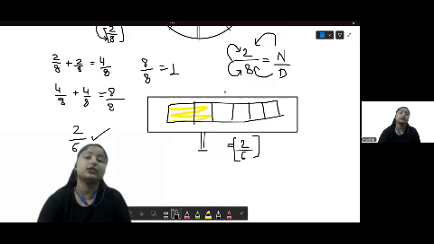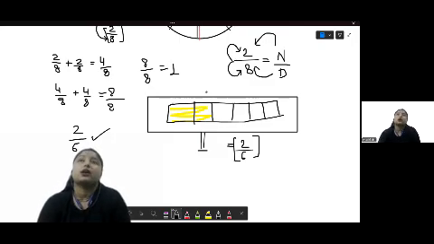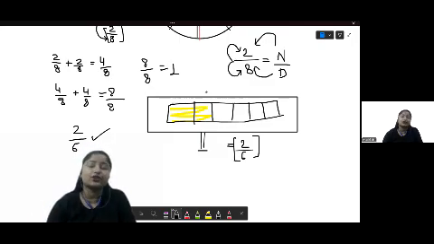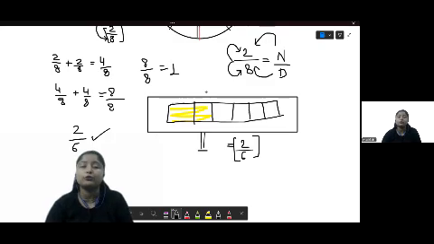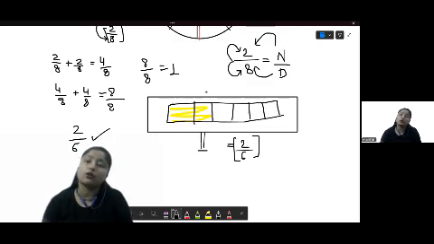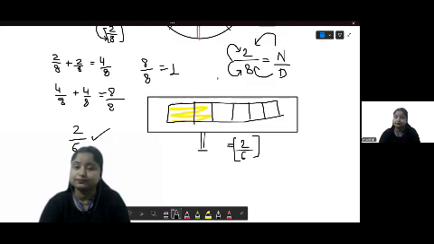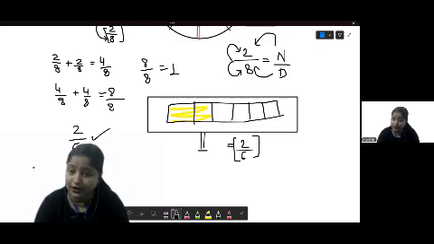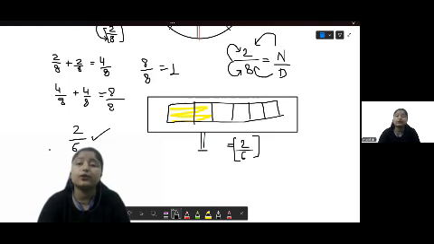This is how you deal with these questions where you have to find the fraction of the shaded part, or you have to do the shading according to the given fraction. So these are the basic questions. These are the very first step questions you are going to get when you are learning fractions. So this is how we are going to work.